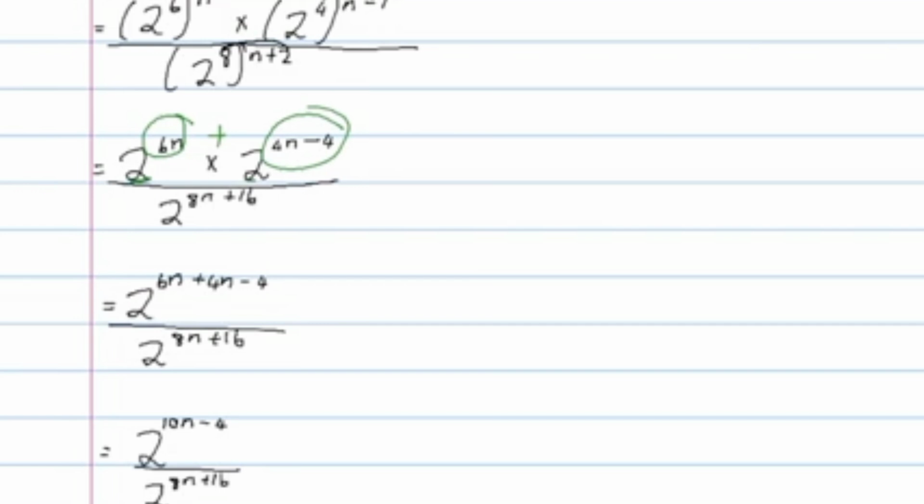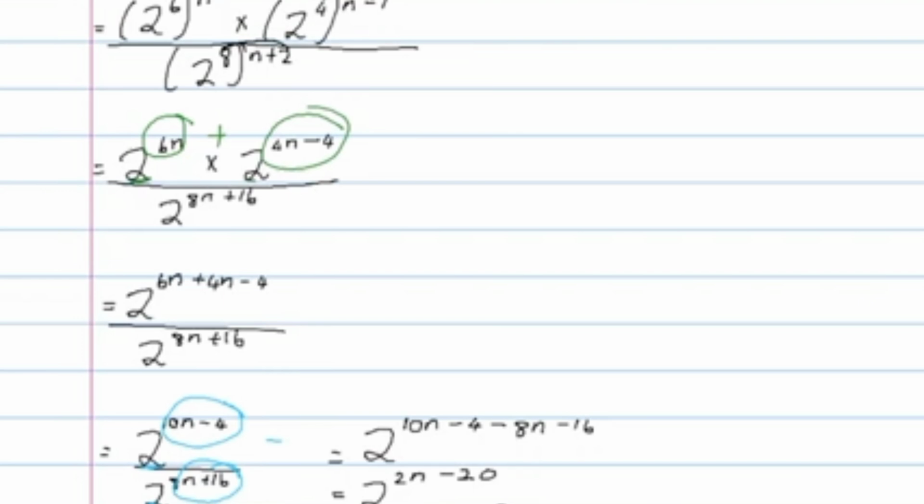Okay, from the top, it's 6 plus 4, which gave us 10 minus 4. And then everything on the bottom side is still the same. So we are dividing. So it's one base and then subtract the exponents. We subtract the exponents. And then 10n minus 8n, that's 2n. And then negative 4 minus 16, that's negative 20. And then that's the final answer.